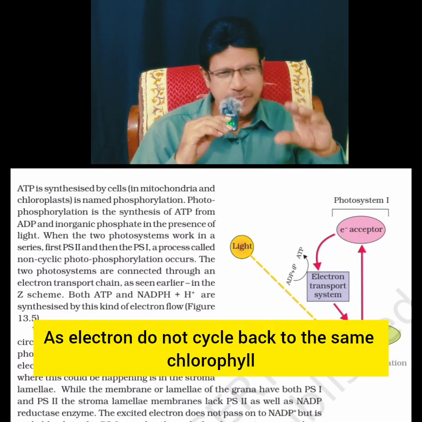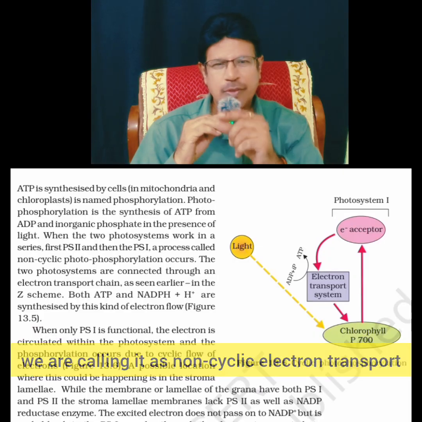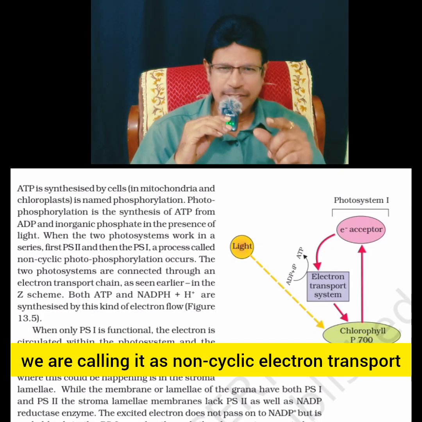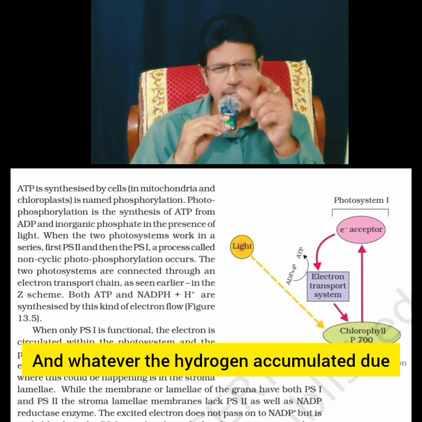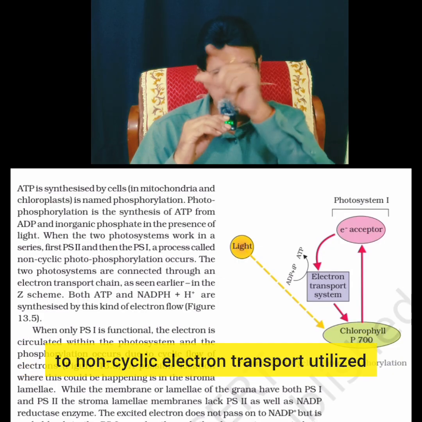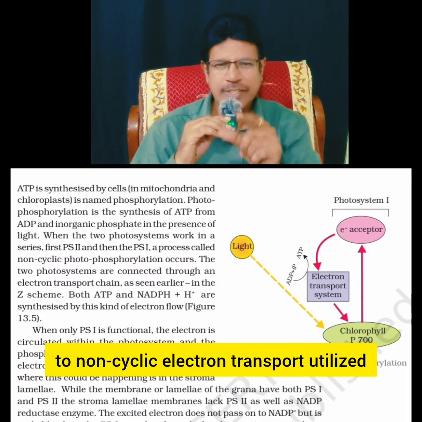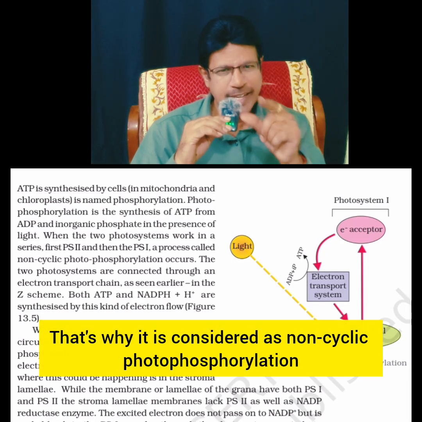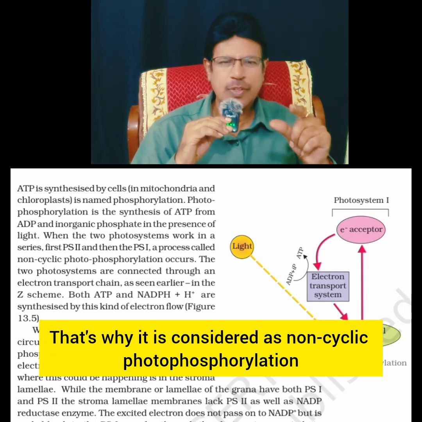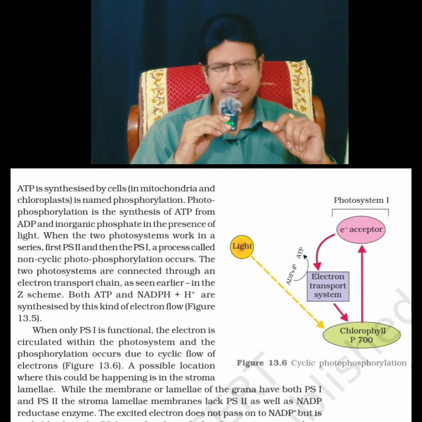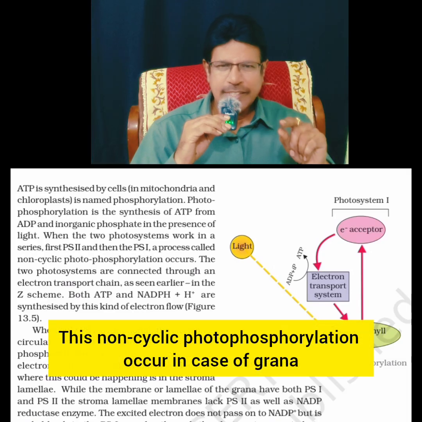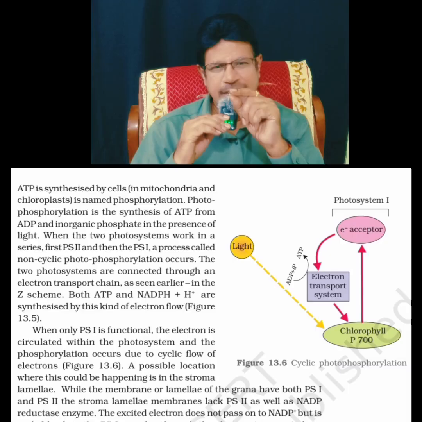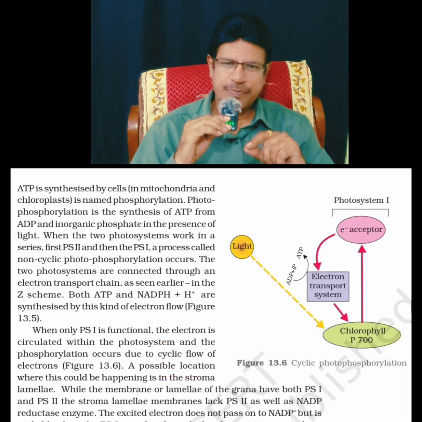As electrons do not cycle back to the same chlorophyll, we call it non-cyclic electron transport. Whatever hydrogen is accumulated due to non-cyclic electron transport is utilized for the formation of ATP, that's why it is considered non-cyclic photophosphorylation. This non-cyclic photophosphorylation occurs in the grana thylakoids.